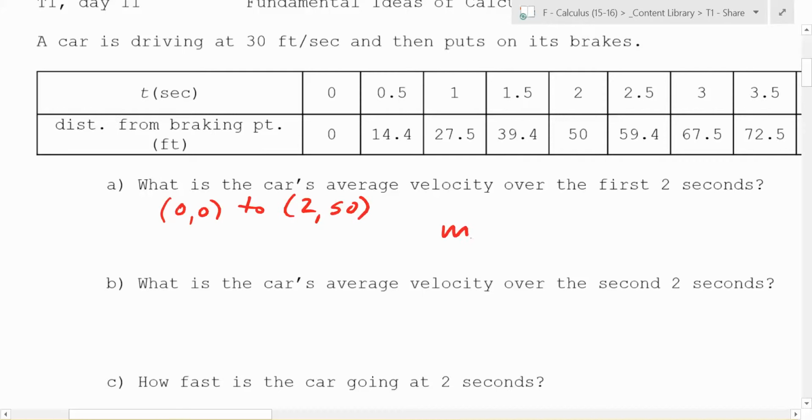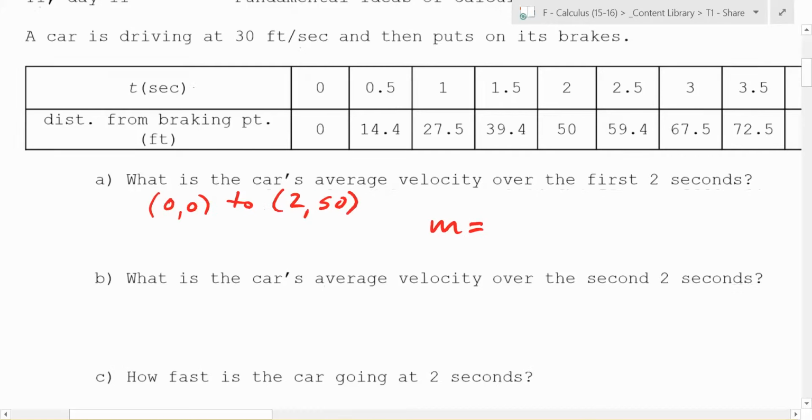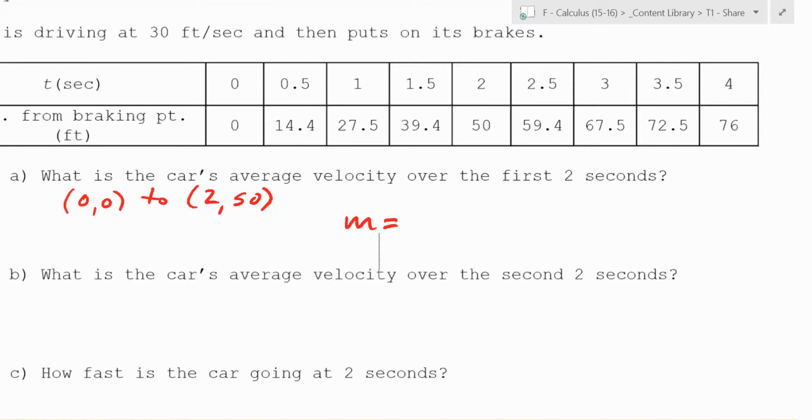So we need to find the slope. Can someone tell me what the quotient is we're going to compute? 50 minus 0 over 2 minus 0. So you end up with 25. And what's the units on this? Feet per second. Exactly. Does that make logical sense?